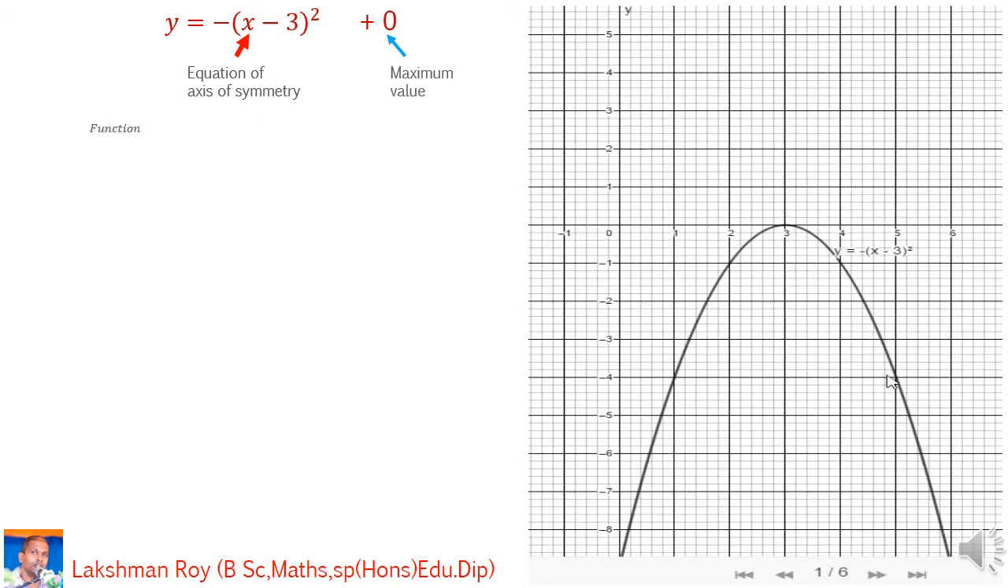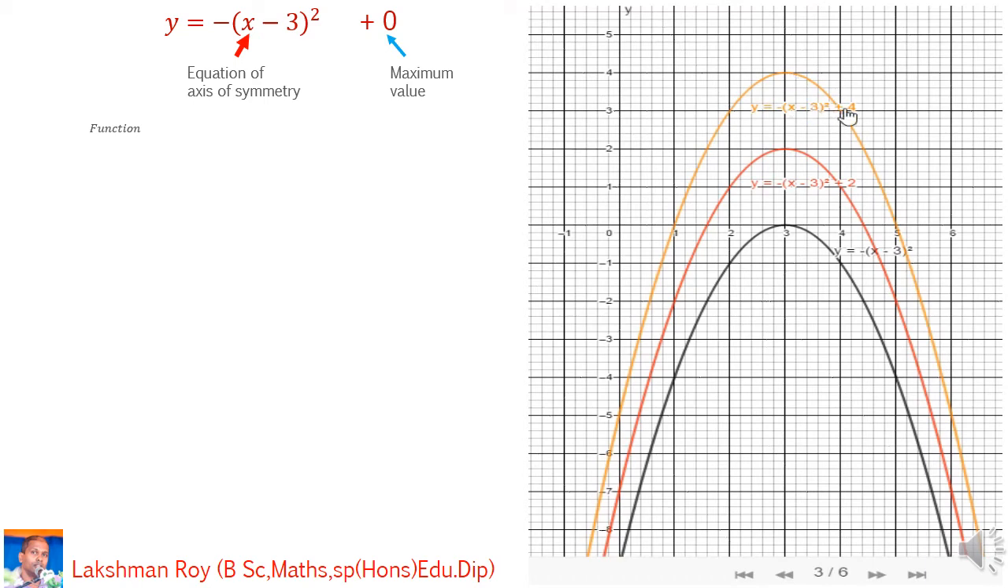Now move to the curve. Let's see, students. So this is the curve y equals negative (x minus 3) squared. Now I moved this graph vertically upward 2 units. What happened to the graph of the function? y equals negative (x minus 3) squared plus 2.